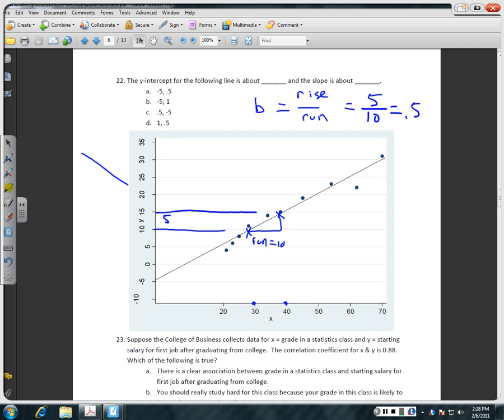So the other thing we need, besides the slope, is the y-intercept. That's just wherever the line crosses the y-axis, and that's at about minus 5. So this is minus 5 and 0.5. That's A. And so we have an intercept of minus 5 and a slope of about 0.5.